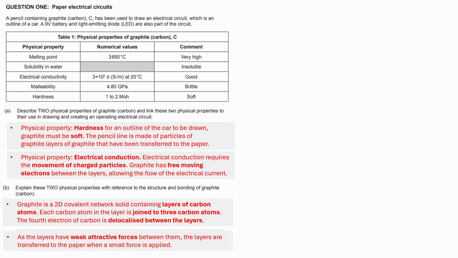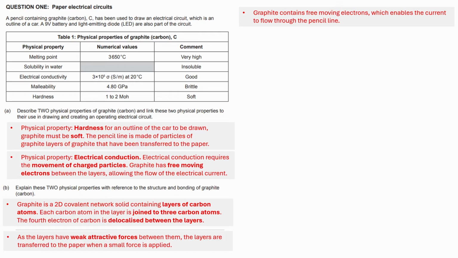So we've talked about the structure in the first bullet point. We've then said that there's weak attractions between them, which we'd already alluded to in the structure, but now we're saying also the graphite, because it has these delocalized electrons, they are free moving charged particles. They can conduct electricity along the pencil line. So what we've done here is we have taken the 2 physical properties and we've explained the properties with reference to the bonding and structure.